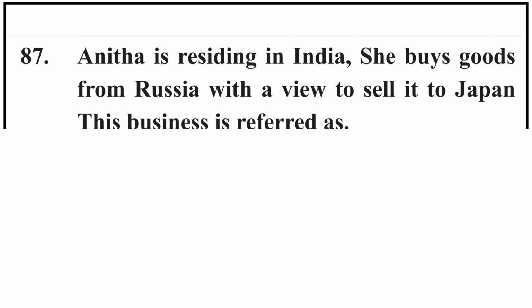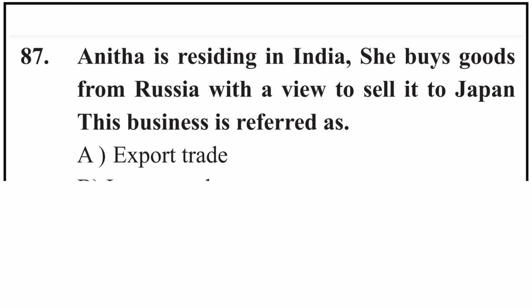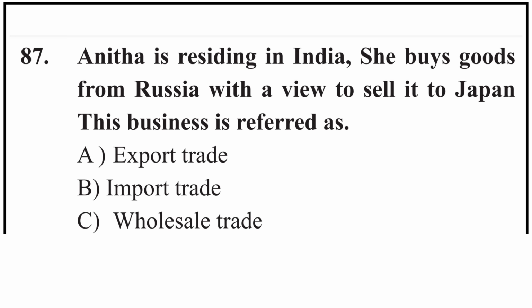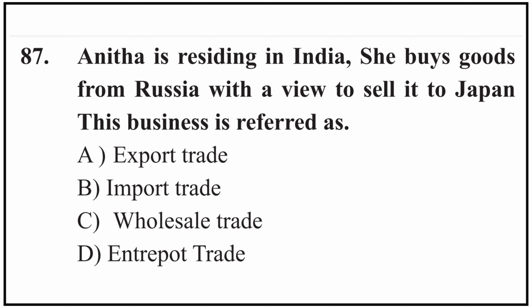87. Anita is residing in India. She buys goods from Russia with a view to sell it to Japan. This business is referred to as, our options are A. Export trade, B. Import trade, C. Wholesale trade, D. Interport trade.